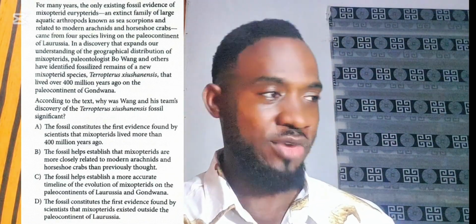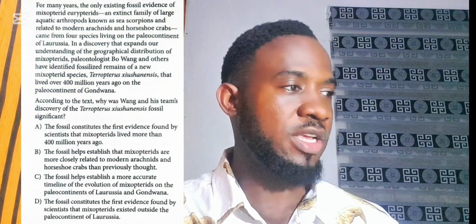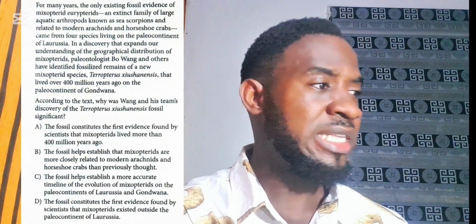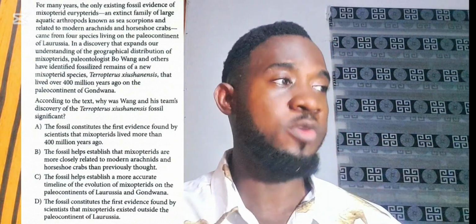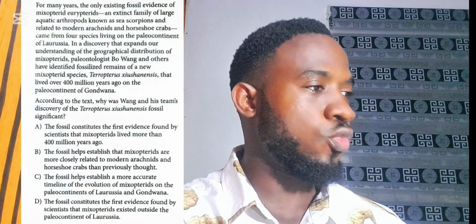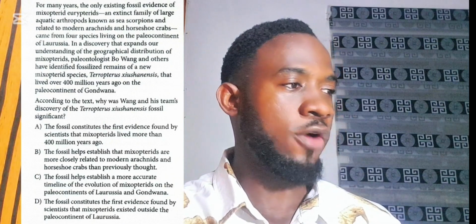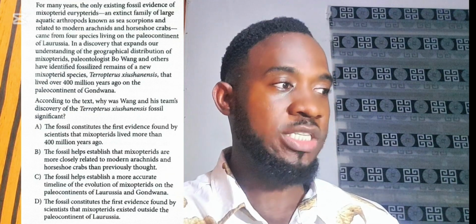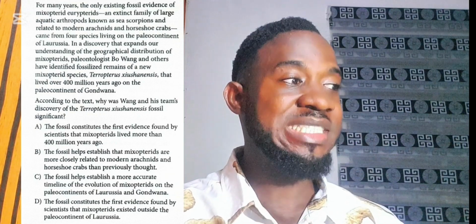You don't have to kill yourself pronouncing these difficult words, especially because they waste your time, right? So this thing, you can just morph it into acronyms. You could call it TX fossil. So whenever we find this in the text, we will describe it as TX fossil. So Wang and his team's discovery of TX fossil significant. Now, these are our keywords. Why was this thing significant?